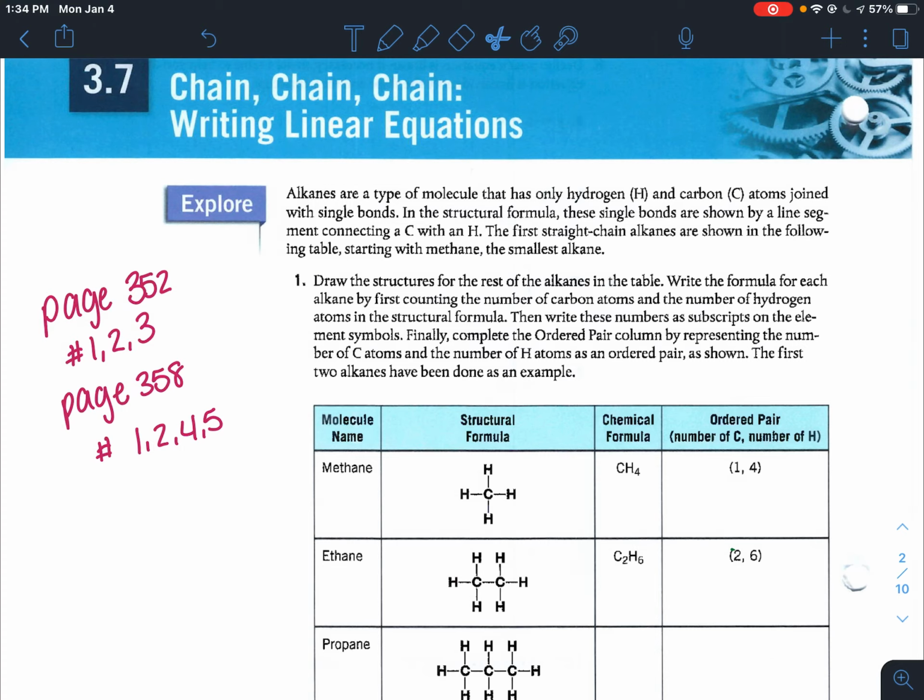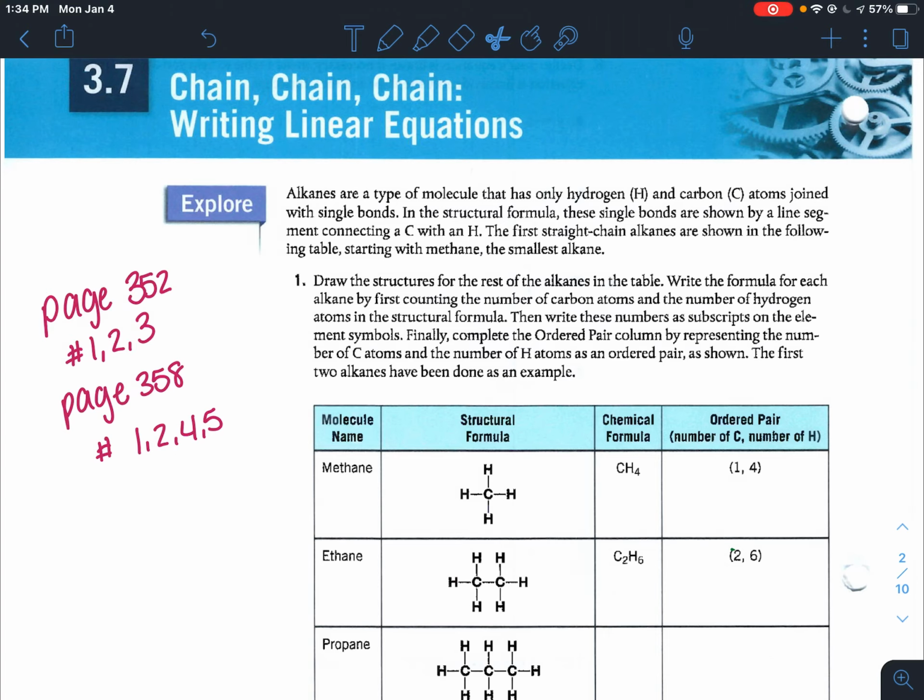In the structural formula, these single bonds are shown by a line segment connecting a C with an H. The first straight chain alkanes are shown in the following table, starting with methane, the smallest alkane. You don't need to know any of the molecule names. We're just exploring a little bit with the numbers side of it. So draw the structures for the rest of the alkanes in the table.